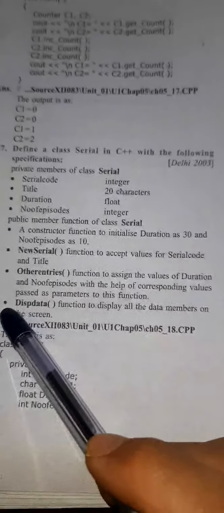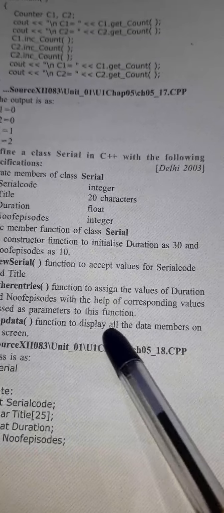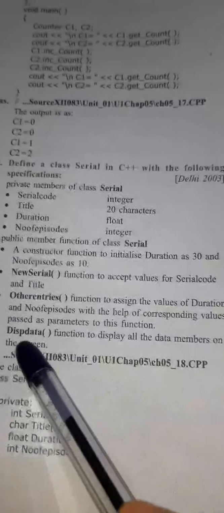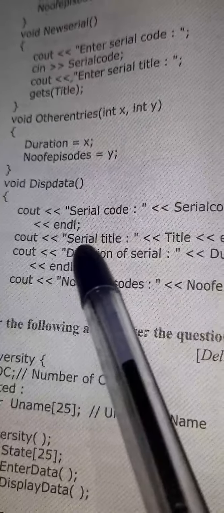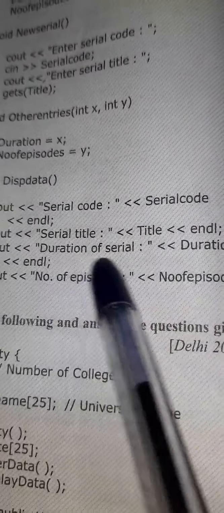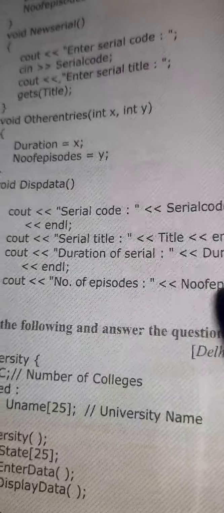Next is the display data function to display all the data members on the screen. This function will simply display all the values that have been entered. It will display the serial code, the title, the duration, and the number of episodes. So a very simple program. Try to understand this program also.